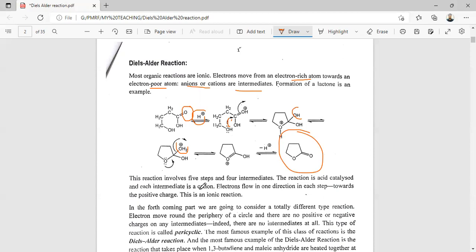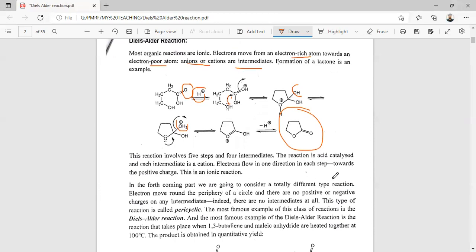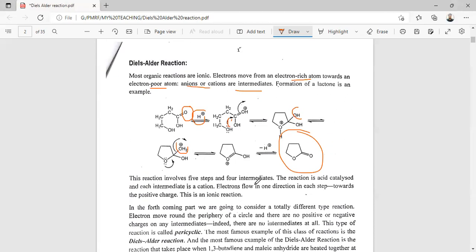This reaction involves 5 steps and 4 intermediates. This reaction is acid catalyzed and each intermediate is a cation. Electron flow is in one direction in each step, toward the positive charge. So this is an ionic reaction, the classical type that many organic reactions follow.